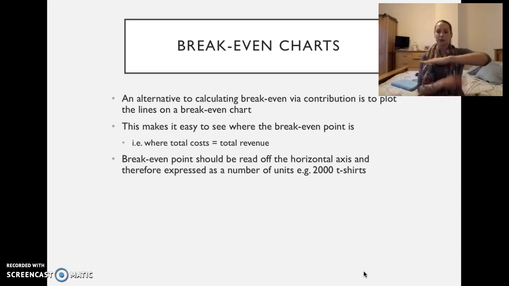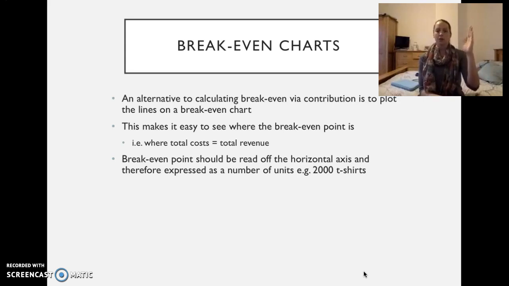So in this example, it will be 2,000 t-shirts. So you may want to go up in steady increments of 250 or 500 across the bottom. Your vertical axis is also known as your total costs and revenue. So it's the two added together.